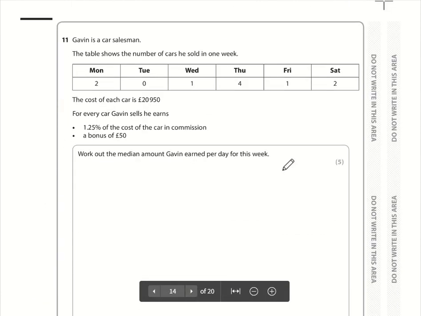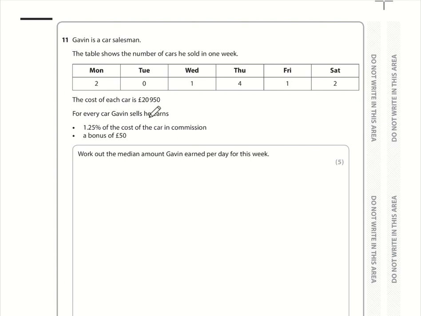Okay, question number 11. So the car is 20,950. So what I'm going to do is work out what 1.25% of 20,950 is. So I need my percentage multiplier, which is this figure here divided by 100.